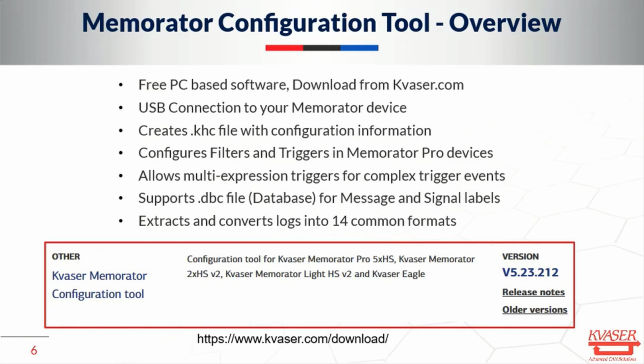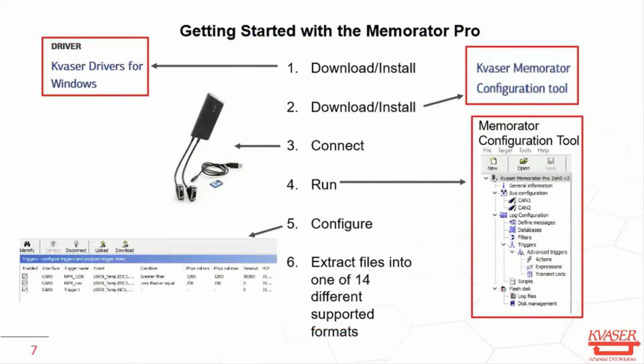So, a quick abbreviation of the process of using the Memorator in general. You would download and install Kvaser drivers for Windows, assuming you were using a Windows device. You would download and install Kvaser Memorator configuration tools, the software I'm training on here now. You would connect your Memorator through a USB port to the PC. You would run Memorator configuration tools, and that's on the lower right.